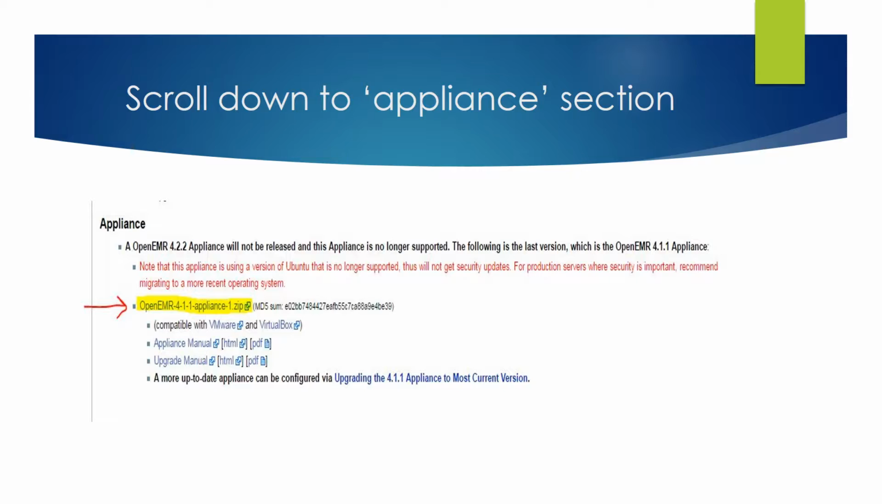Once you hit Download, you'll be taken to a new web page. All you'll need to do is scroll down until you get to the Appliance section. There in the Appliance section, you will see the zip file that you need to download. I've pointed it out here, OpenEMR 4-1-1 appliance. So you need to go ahead and click on that hyperlink.